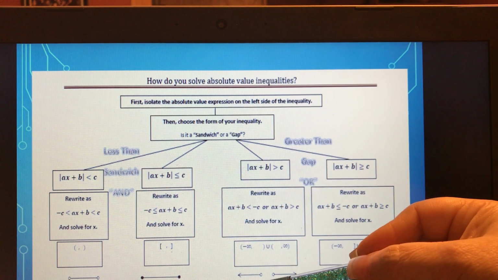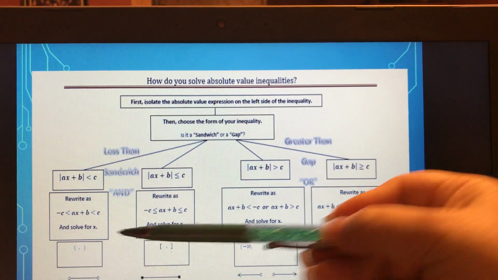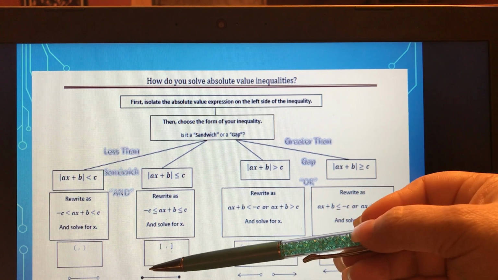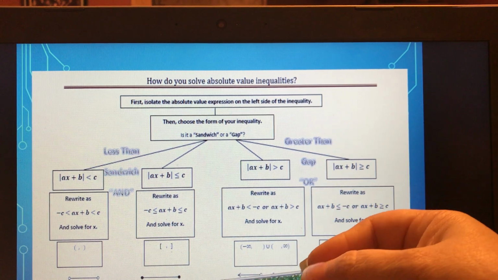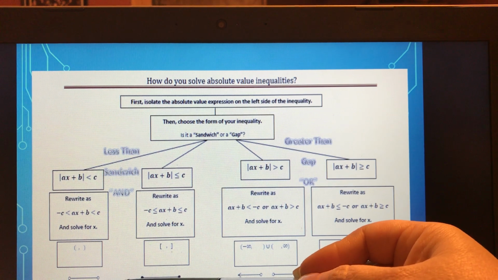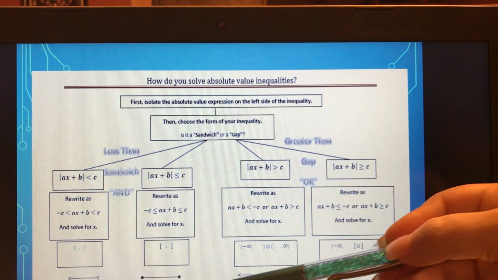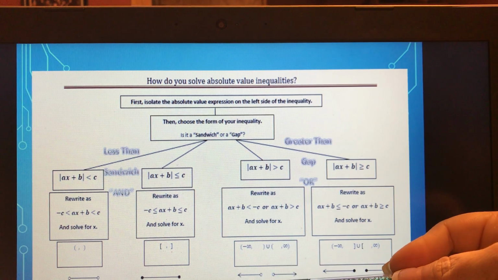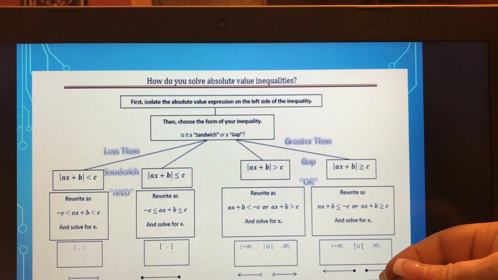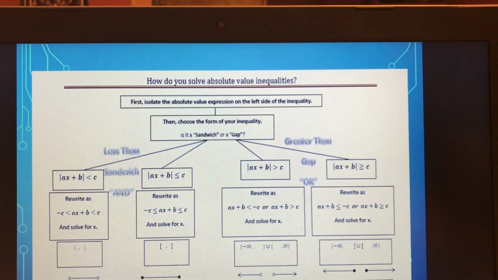When you solve this, your interval notation will also look like a sandwich, and you'll either have what I like to call a whole wheat bun if it's not equal to, or closed circles. Alright, so for your homework, what you're going to do is to practice, and there are two questions here at the bottom of your graphic organizer for you to do.